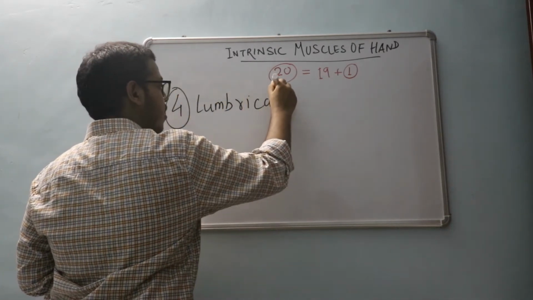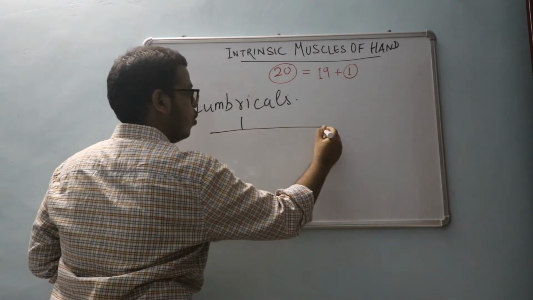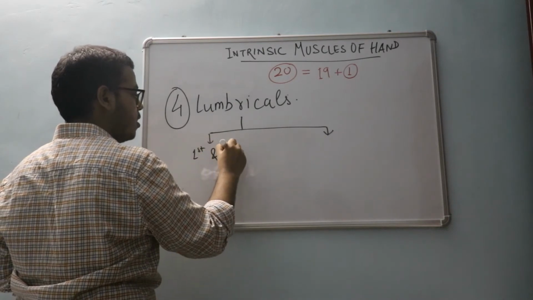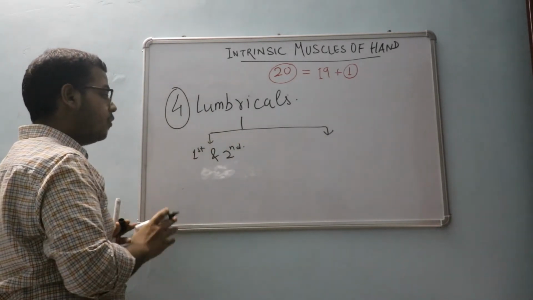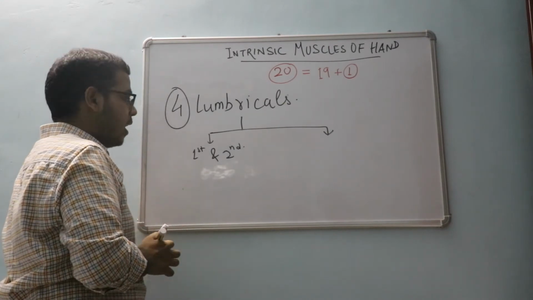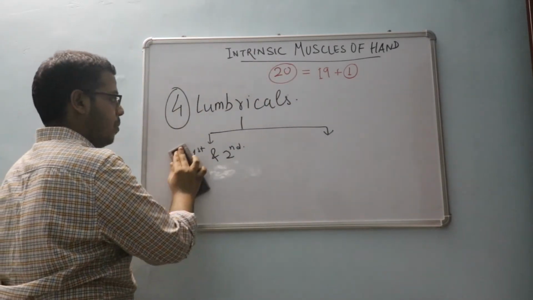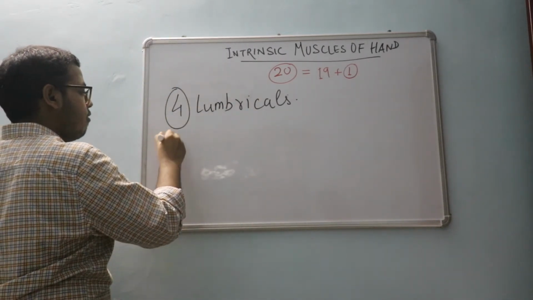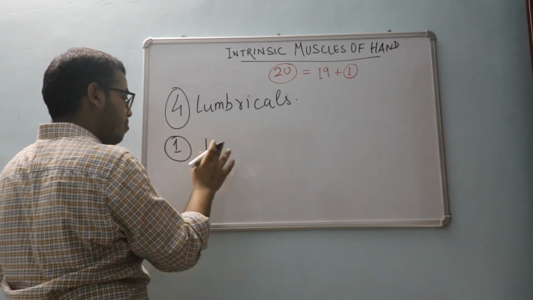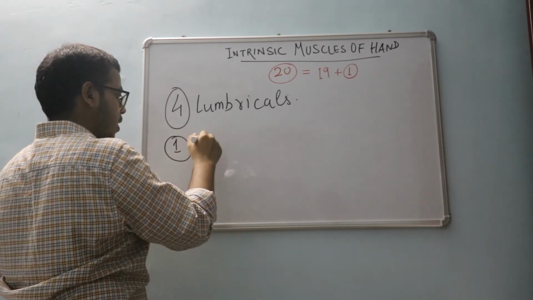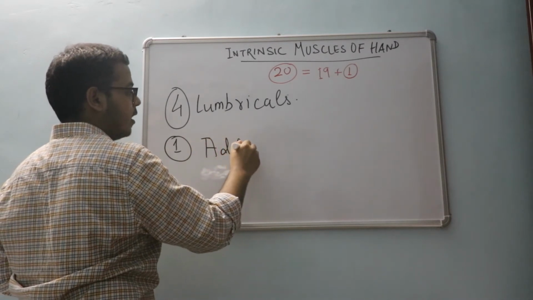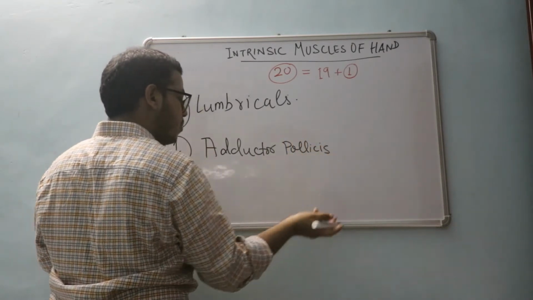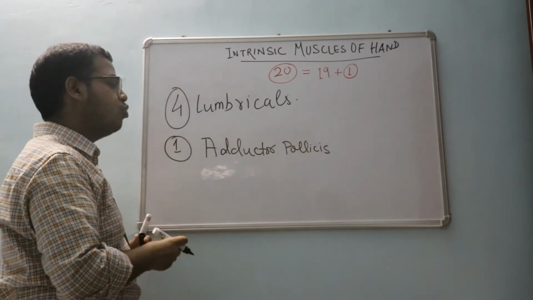Okay, 18 done. In the 4 lumbricals, the first and the second lumbrical, the nerve supply I'll tell separately at the end. So there are 4 lumbricals. Then we have one muscle that I have told you separately, that is the adductor pollicis. Adductor pollicis, as I told you, some books consider it as a part of thenar, some books do not.